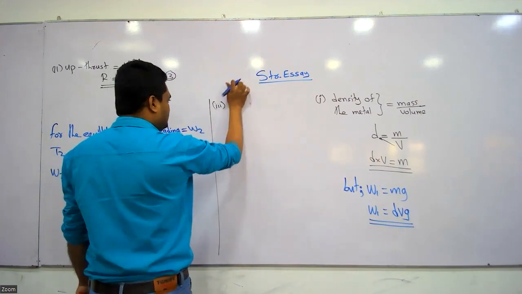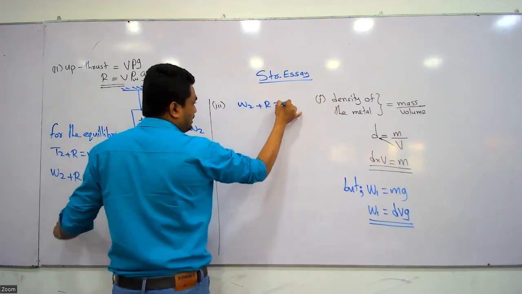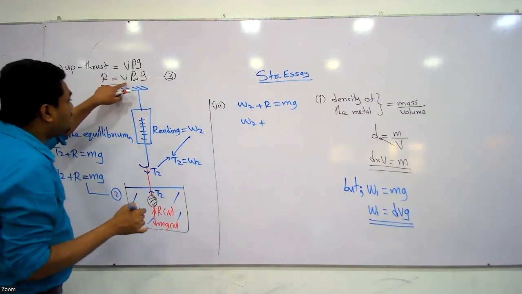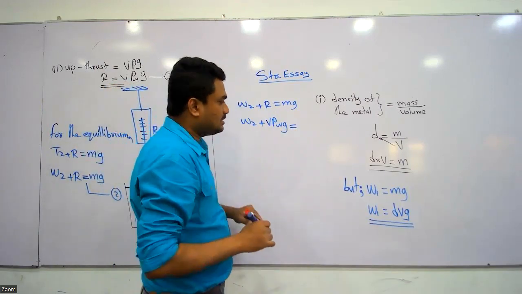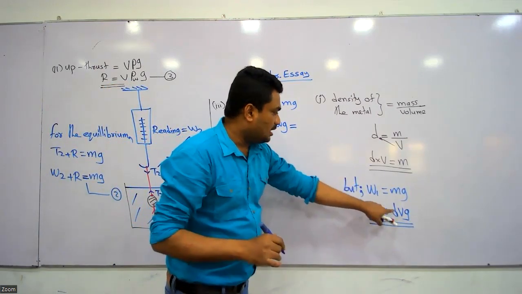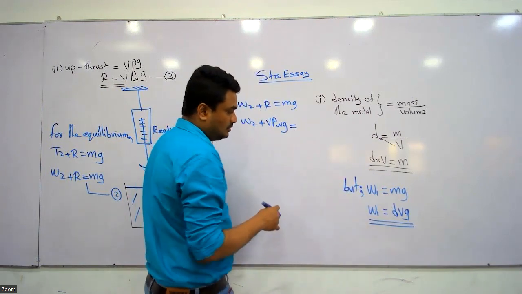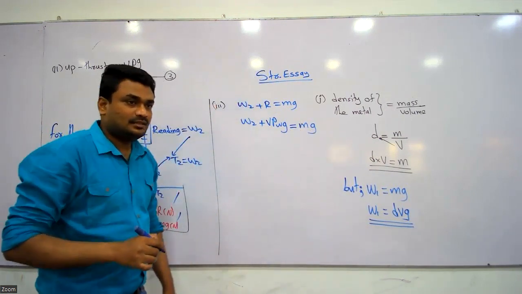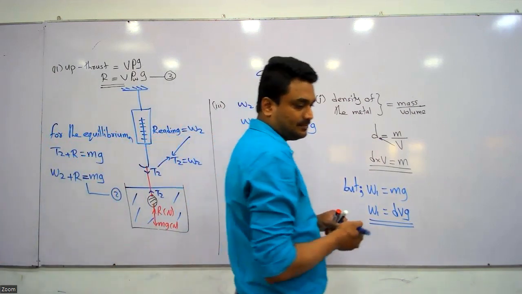Mg equals W2 plus R equals mg. W2 plus R. What is R here? Upthrust. V rho WG. Okay, dear. What can I do now? Please write these two steps.